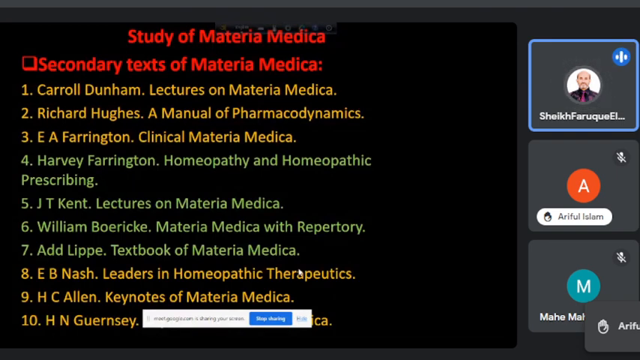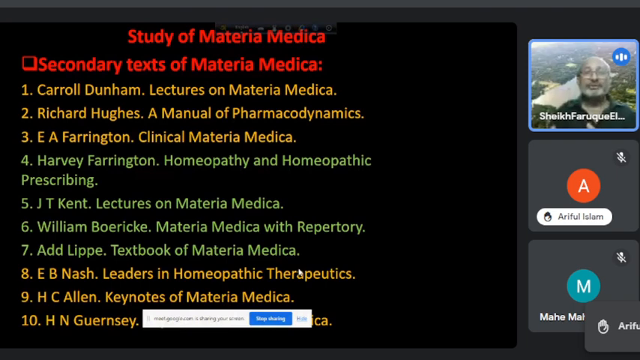Means this Materia Medica has been written by these authors. They are also stalwarts of homeopathy, but they took all the information. These are not primary books. These are not basic books. They took all the symptoms from the primary texts, but they presented the medicine in some particular way so that the reader understands medicine well.